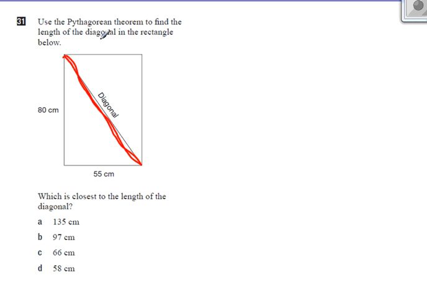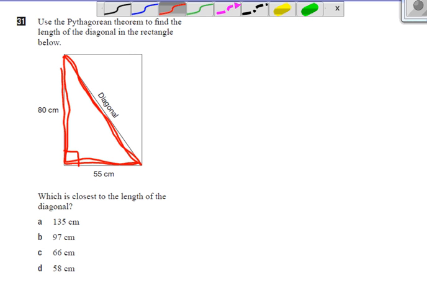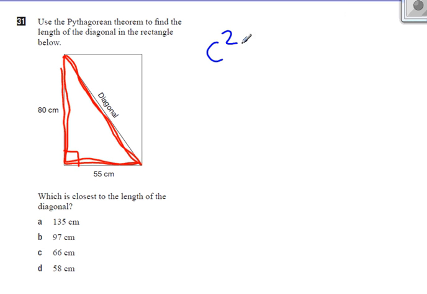And we know, because it says to use the Pythagorean theorem and because it says it's a rectangle, that this must be a 90-degree angle. So therefore, if I keep going, I can highlight for you the triangle that we're going to use the Pythagorean theorem with. So here's the Pythagorean theorem, and obviously you must have this memorized: C squared equals A squared plus B squared.